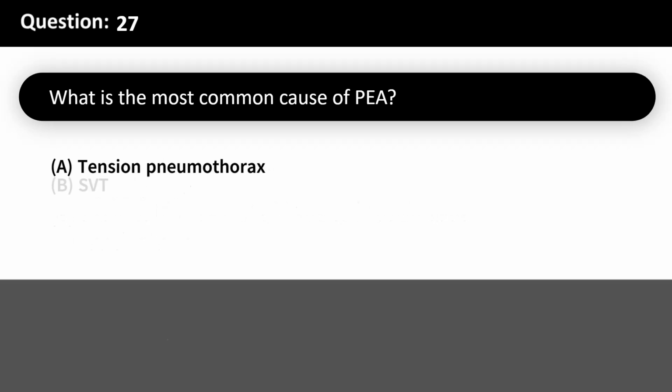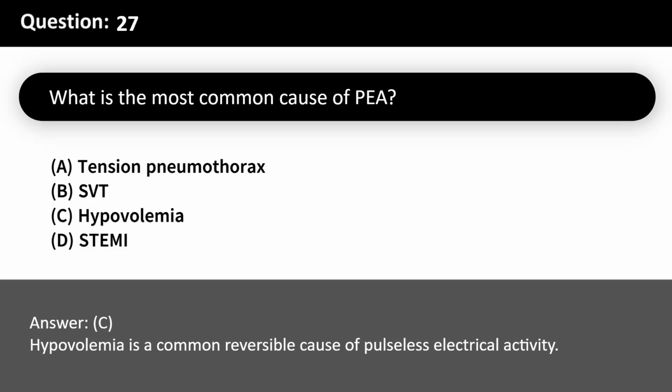What is the most common cause of PEA? A. Tension pneumothorax. B. SVT. C. Hypovolemia. D. STEMI. Answer: C. Hypovolemia is a common reversible cause of pulseless electrical activity.